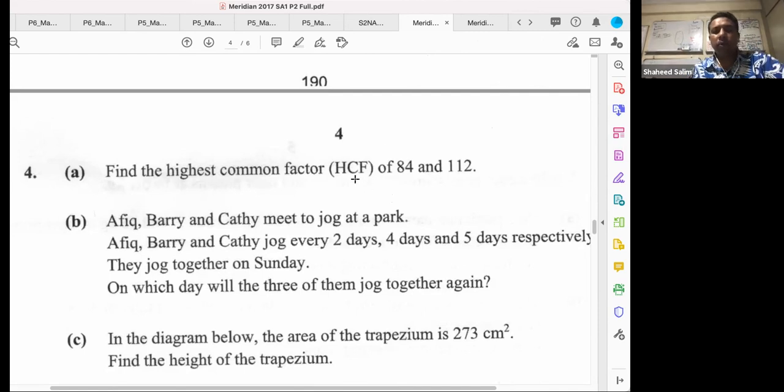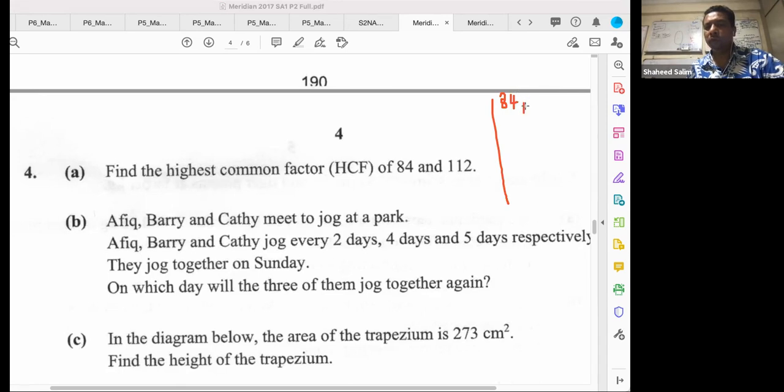Down here now, when they ask for HCF, they're asking you what is the biggest number that 84 and 112 can be divided by. Okay, well done also. So what are the ways to do it? You can start guessing. Let's say one, both of them can divide by 1, both can divide by 2, both can divide by 4. But there is a method. What's the method? You do this method.